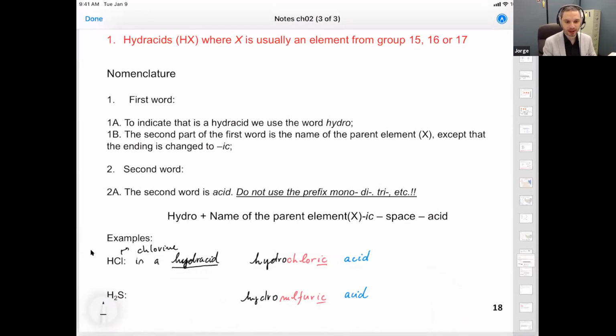And again here, I gave you the example starting with the formula and naming the compound, but of course you have to be able to see the name of the compound and go back and write the formula of the compound.